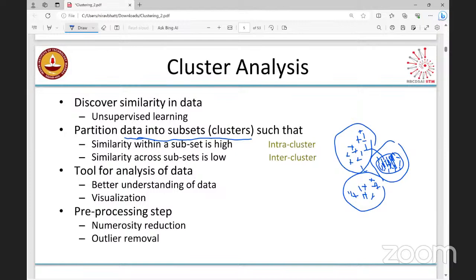Clustering analysis is one of the tools for better understanding the data. Typically, we use clustering analysis to understand whether there is any pattern in the data, or even for visualization to get far better approaches in terms of different clusters. And we do certain pre-processing steps such as numerosity reduction and outlier removal, if there are any, so that we can get better and better clusters.